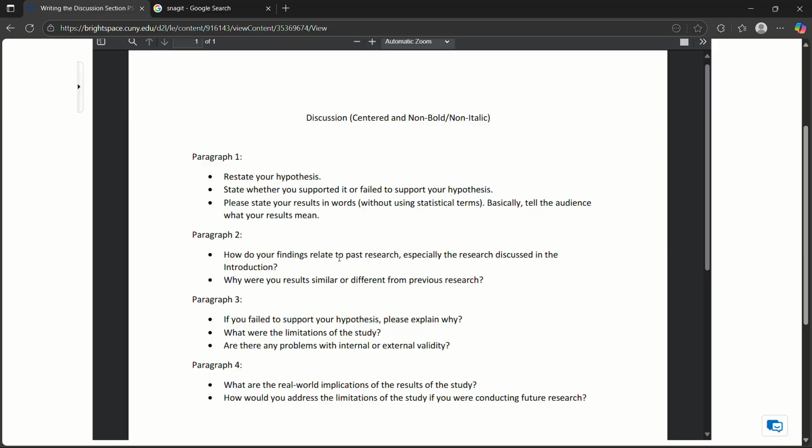Paragraph 3, this is important. If you fail to support your hypothesis, explain why. So we didn't support the positive correlation between GPA and social connectedness. We didn't support that hypothesis. Why not? Give me a reason why we didn't support it. Why did we find the opposite? What could be a possible reason? And after that, then talk about the limitations of the study.